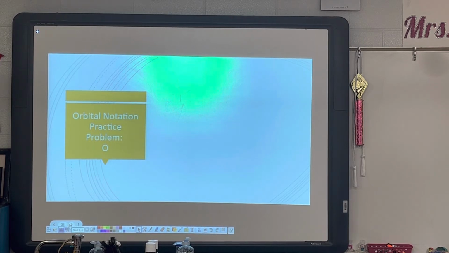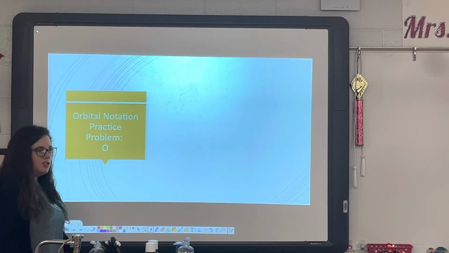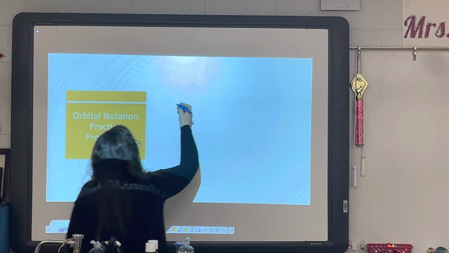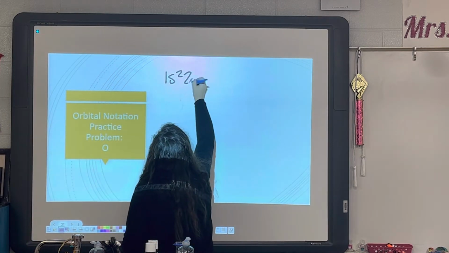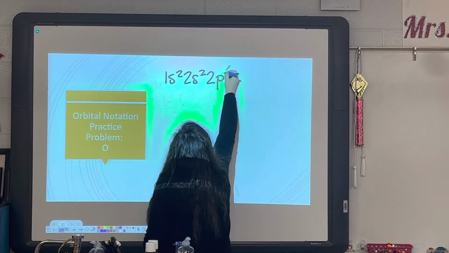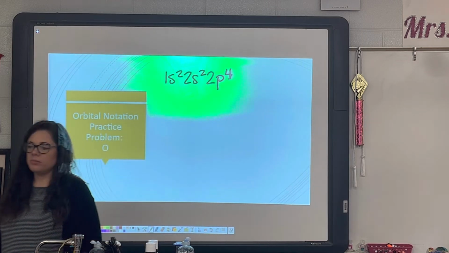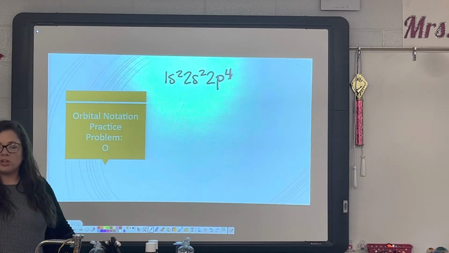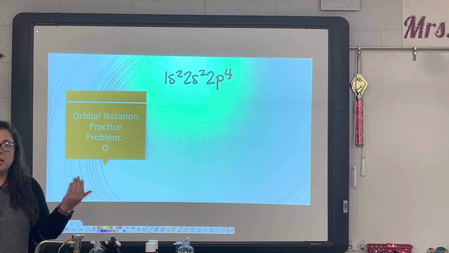Alright, so someone who wants to volunteer and give me the electron configuration starting at 1s for oxygen. Alright, Chloe, what do we got? 1s squared, 2s squared, and 2p to the 4th. Good. Alright, so the first step for orbital notation is that you write the electron configuration. So they really go hand in hand.